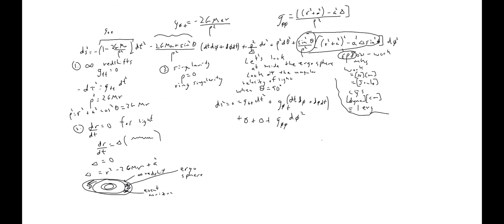Okay, so I'm going to divide everything through by the dt squared. If I do that, that'll give me 0 equals GTT plus, and again, these terms here are really the same, so this will become 2G phi t times what? If I divided everything through by the dt squared, times 2 d phi dt.